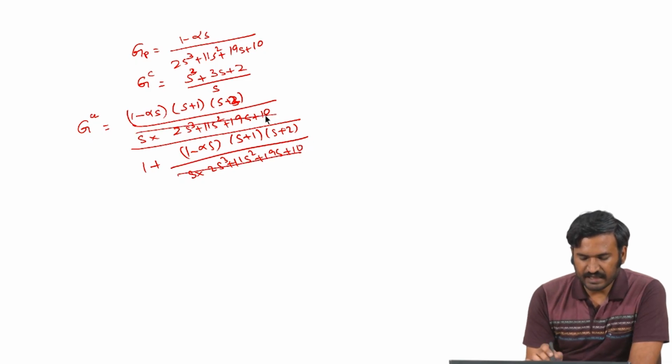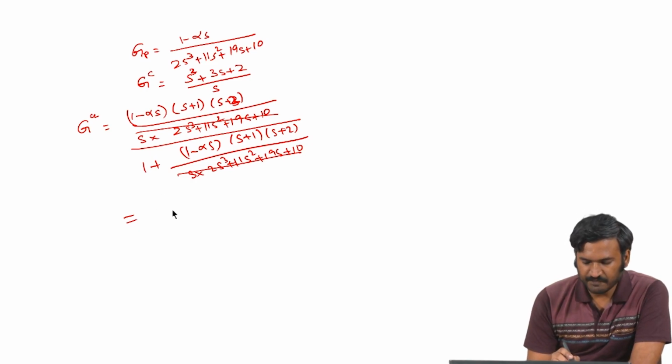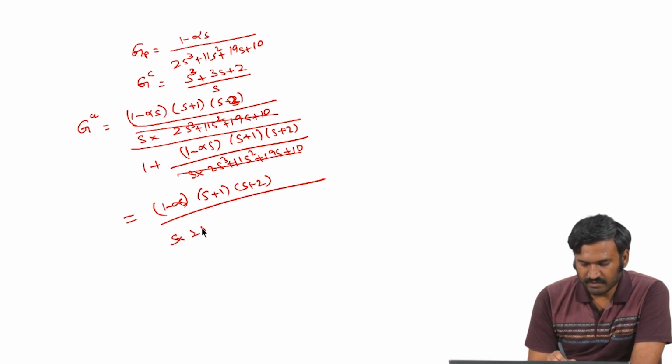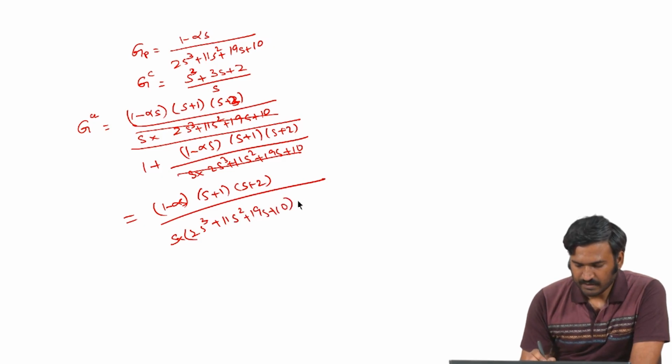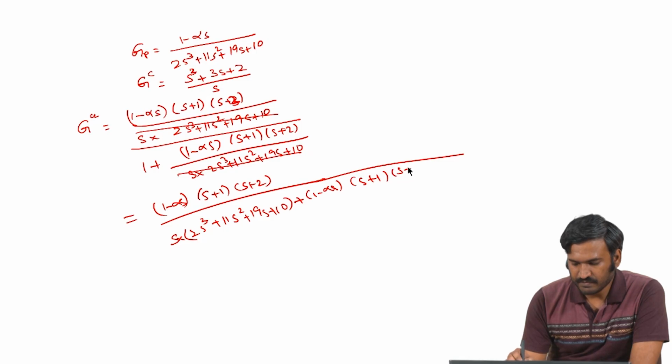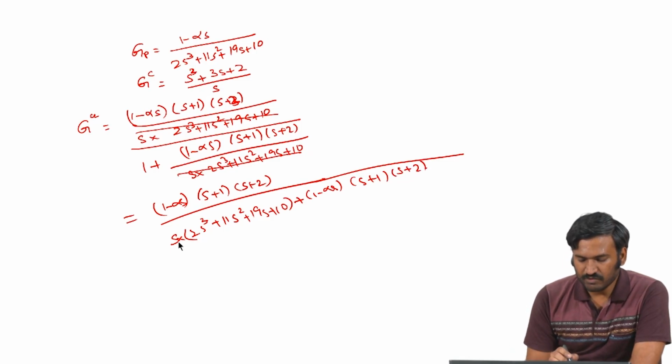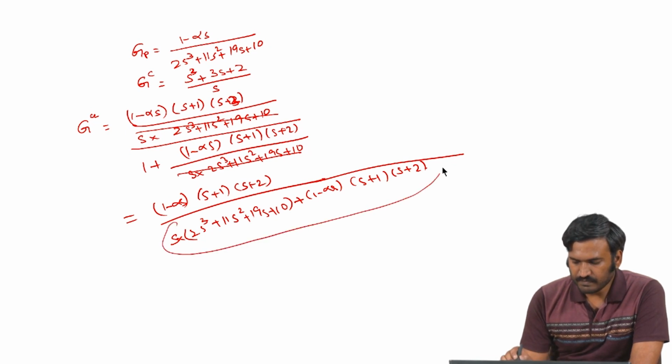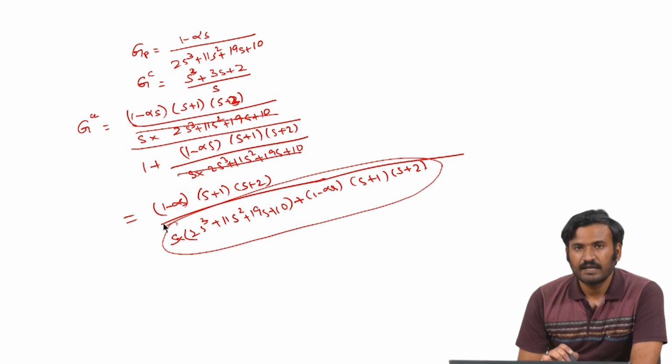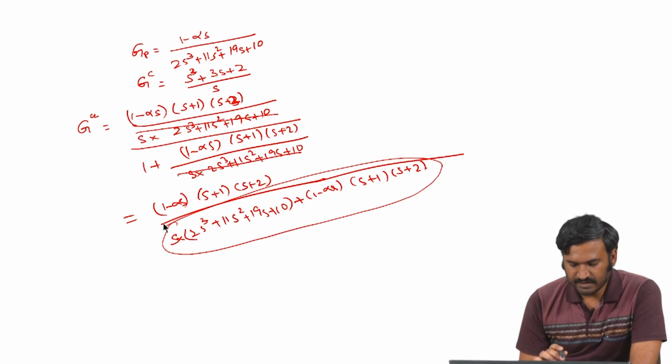Now these two will get cancelled and then we will end up with a polynomial which is like this. So 1 minus alpha s into s plus 1 into s plus 2 divided by s into 2s cube plus 11s square plus 19s plus 10 plus 1 minus alpha s into s plus 1 into s plus 2. Now we have to look at the stability of this polynomial. This we can do it using Routh stability test.